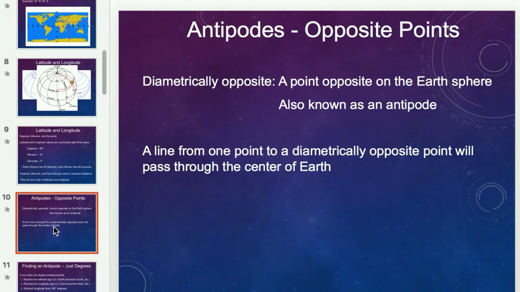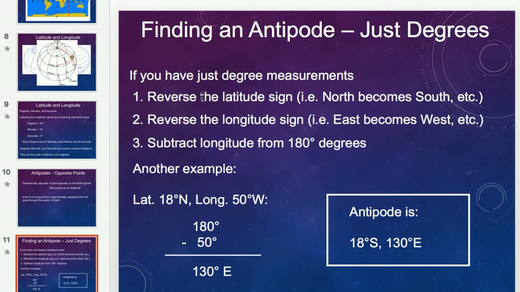Okay, so here's how to find an antipode. If you just have degree measurements, meaning you only have 180 degrees versus 180 degrees and 32 minutes, you're going to do this. And you'll always do these first two steps. You're going to first reverse your latitude sign. I kind of combine these two steps into one, but you'll reverse your latitude and longitude signs. So if it's north, like here, we're going to change north to south. And then the longitude is going to be changed from west to east. Makes sense? North to south, west to east.